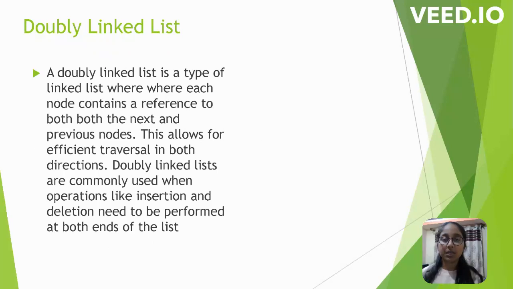Doubly linked list. A doubly linked list is a type of linked list where each node consists of references to both the next and the previous node. This allows efficient traversal in both directions. Doubly linked lists are commonly used when operations like insertion and deletion need to be performed at both ends of the list.